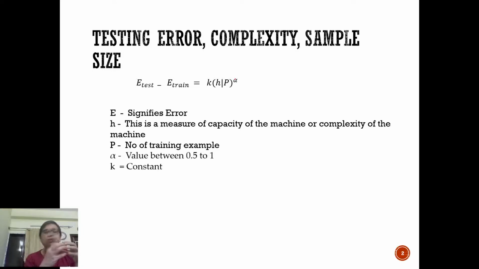So ideally what do we want? We want E test to mimic E train, so we want this difference to be 0. For that we want H to be a small number, so we want the model to be very simple, with fewer parameters. And we want P to be high, that is, we want a large number of training examples. But a neural network has more parameters. So why are we trying to increase the parameters when it can actually increase the test error?